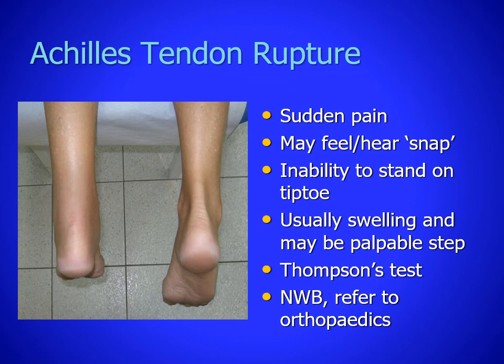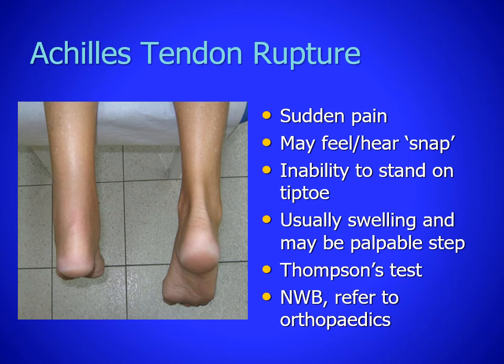This image shows a typical presentation following an Achilles tendon rupture. The patient usually reports that they could hear or feel a snap of the Achilles tendon. This usually results in sudden onset of pain. The patient would be unable to stand on tiptoes. You would usually find a loss of the normal contour with swelling in the Achilles tendon area, and you'd be able to palpate a step within the area of the Achilles tendon.